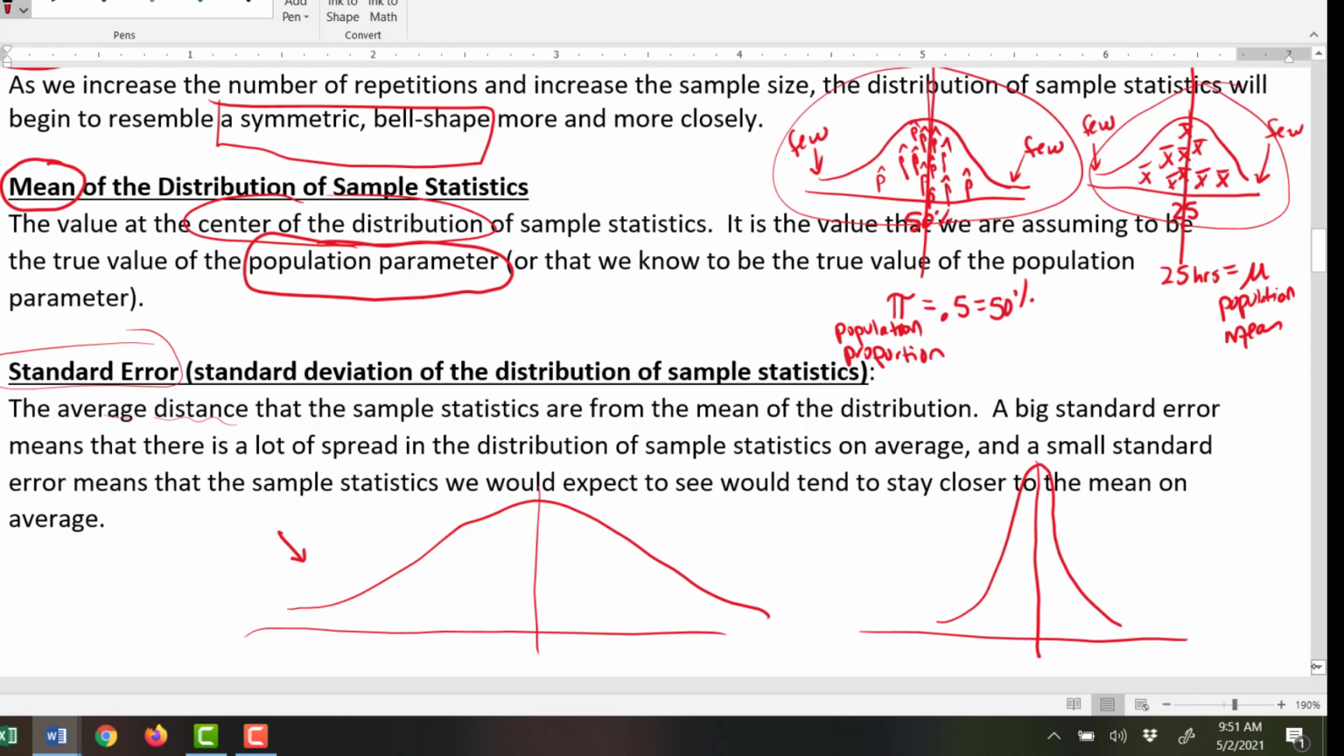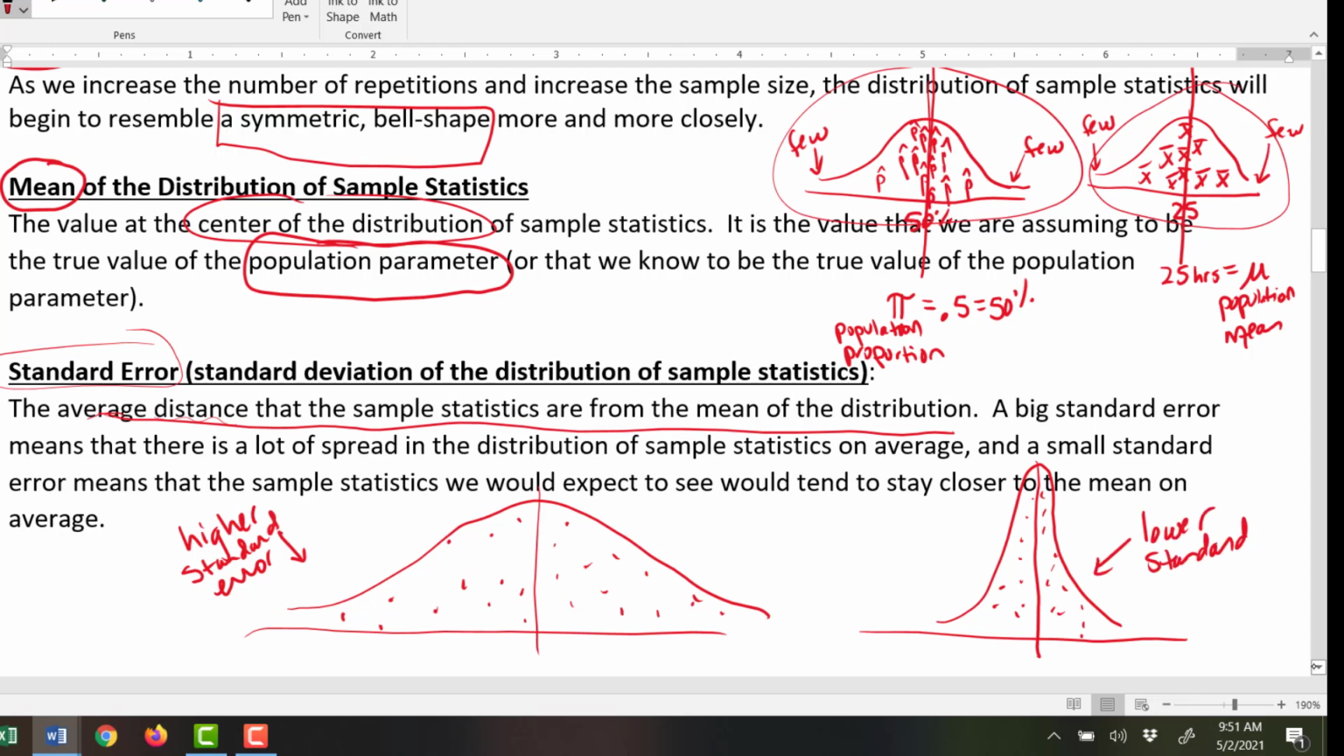the one that's more spread out would have a higher standard error or higher standard deviation of the sample statistics because the data values would be more spread out. So on average, they're farther away from the center, and that's what standard error, standard deviation, is measuring: average distance from the mean of the distribution. So if they're more squished together towards the mean like this, it will have a lower standard error because they're not as far away. The average distance of each dot is lower than this other spread out distribution.